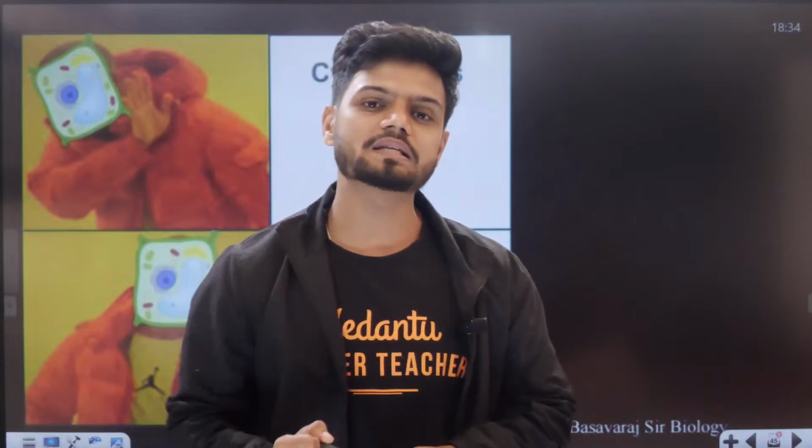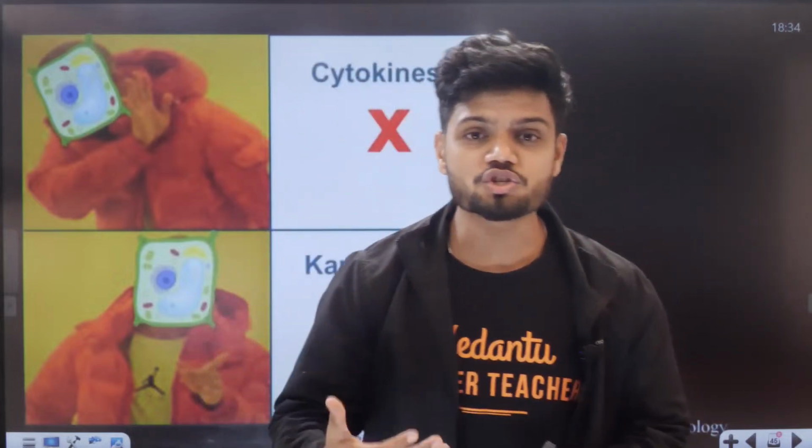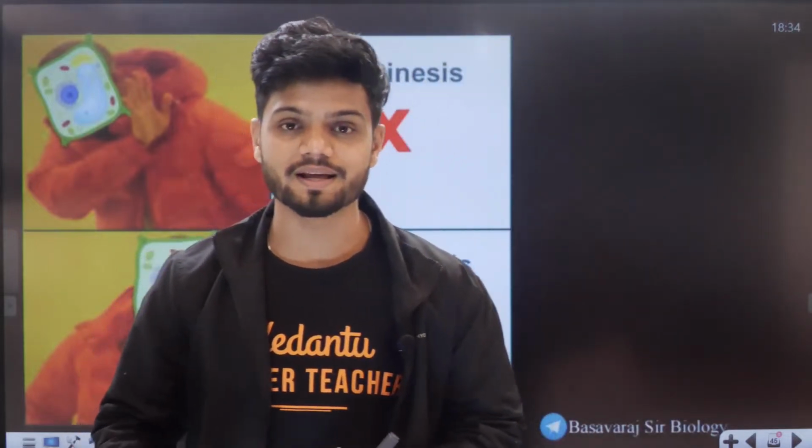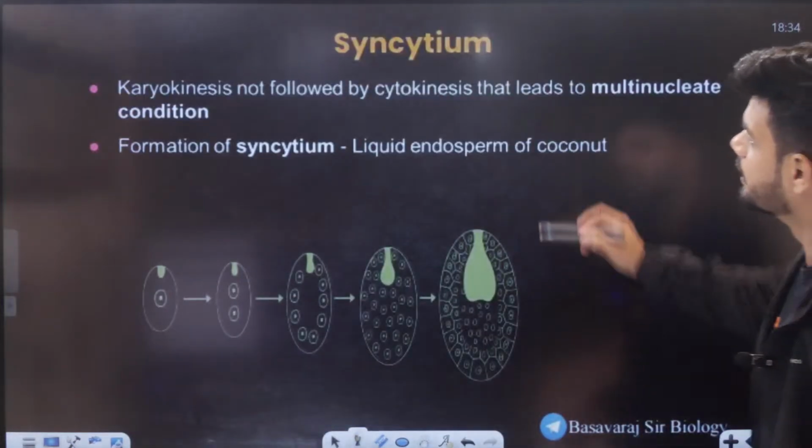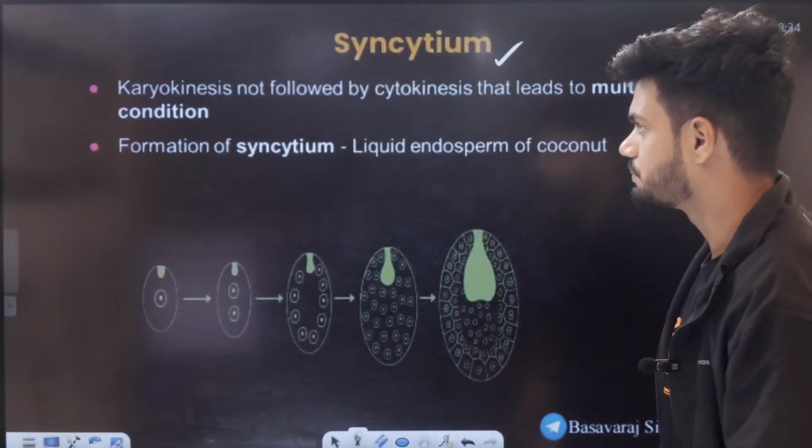The nucleus keeps on dividing. In such cases, a multinuclear condition will arise. Such a multinuclear condition is called a syncytium. There is formation of syncytium.